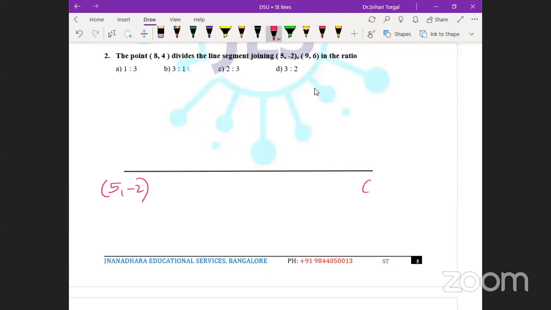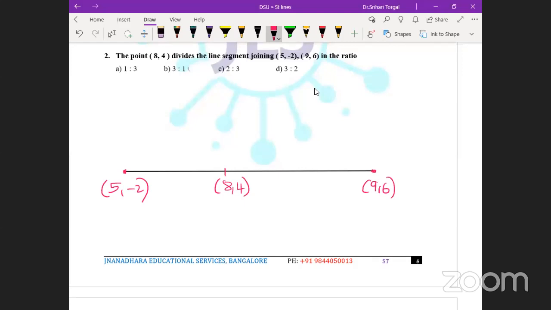Another end is 9, 6. Okay. Now, what is this point which divides the line joining the points 8, 4?